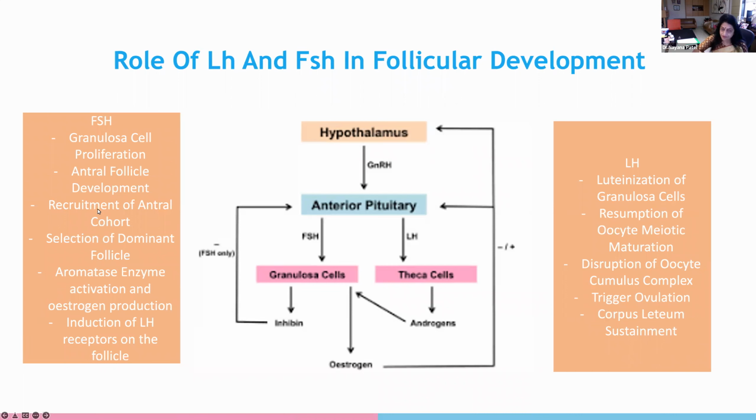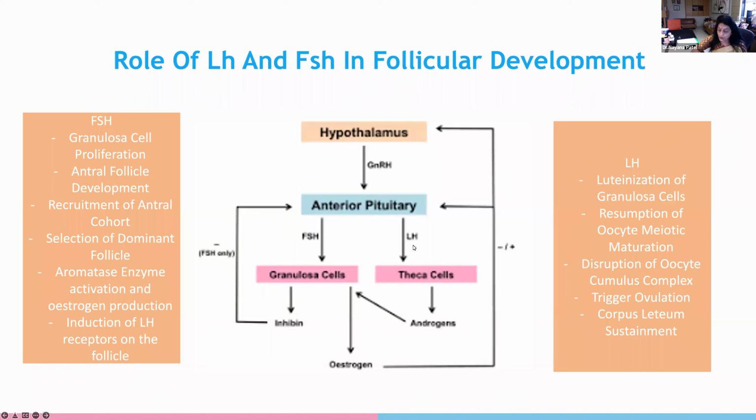So what is the role of FSH? The FSH receptors are on the granulosa cells. It will start the proliferation, antral follicle development and selection of a dominant follicle, and estrogen production by aromatase enzyme activation, and that will induce the LH receptors on the granulosa cells. With the LH effect on these LH receptors, there will be oocyte meiotic maturation, and finally the disruption of the oocyte complex trigger, and the ovulation will happen with sustainment of the corpus luteum.